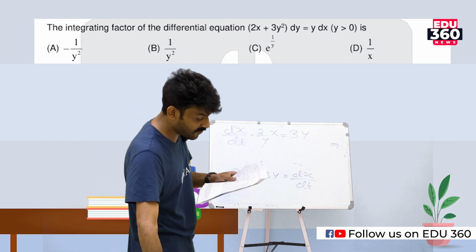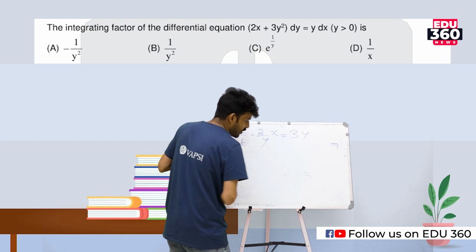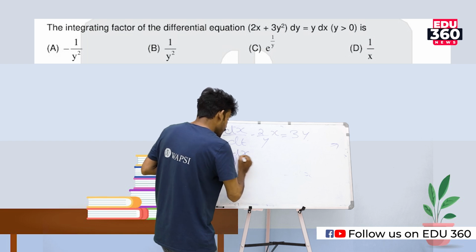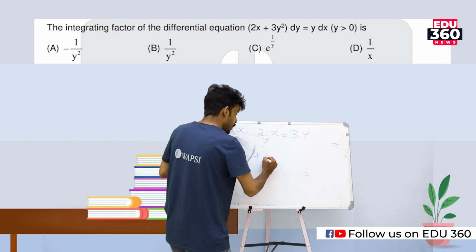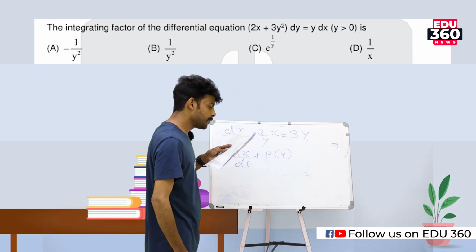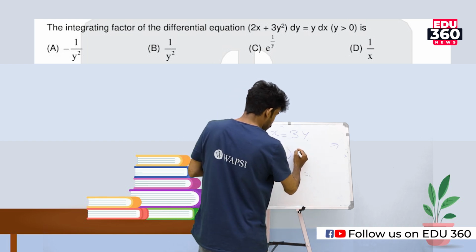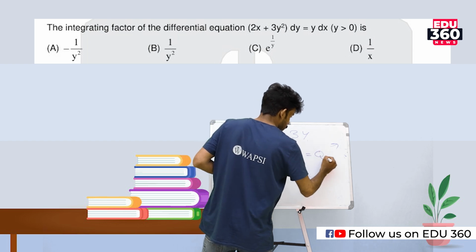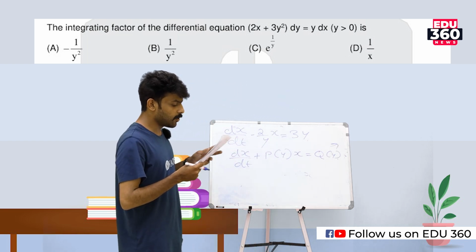The standard form of differential equation is dx by dy plus p of y times x is equal to q of y.